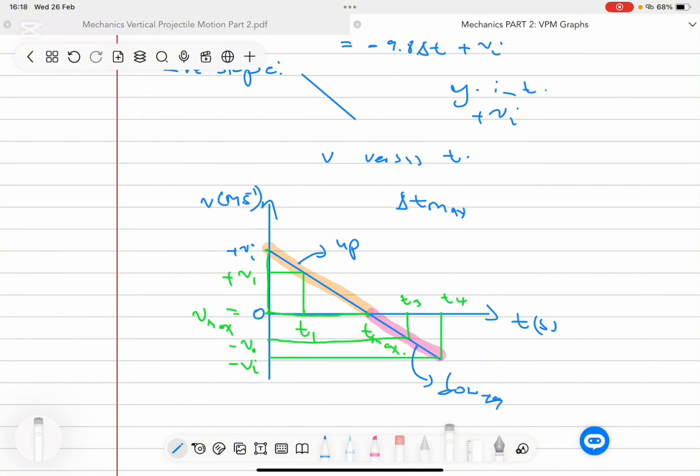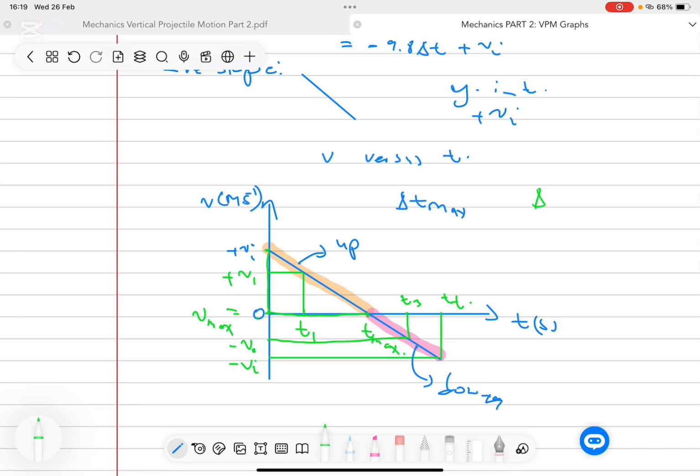So that is to say that this T4 can be rewritten as T total, meaning it gives me the total time that the projectile takes to go up and down, because remember, after this point it is at the balcony, it is not moving anymore.